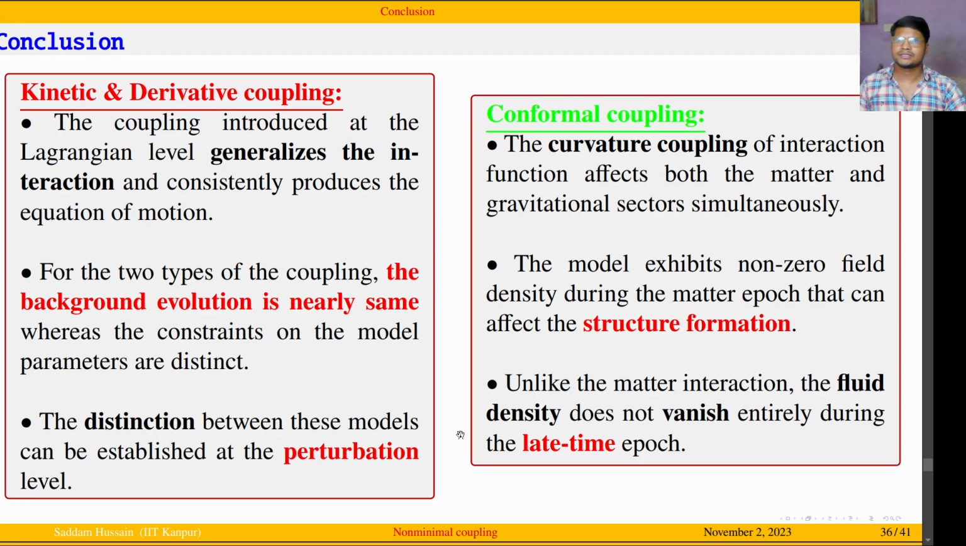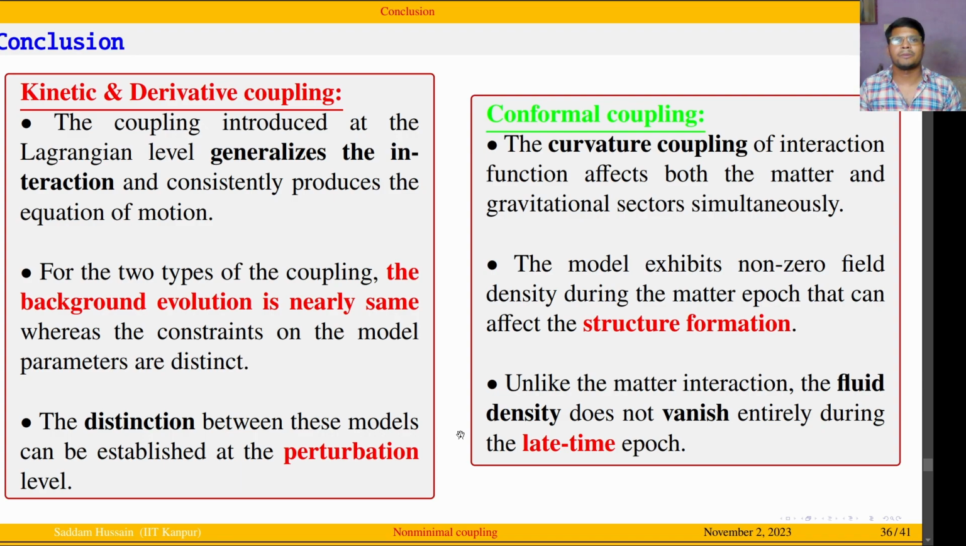So the conclusion is that in the kinetic and derivative coupling, the coupling introduces at the Lagrangian level a generalized interaction and consistently produces the equation of motion. For these two types of couplings, the background evolution is nearly the same, whereas the constant of the model parameters are distinct. And we can distinguish these models at the perturbation level, by how it introduces some change in structure formation and all those things.